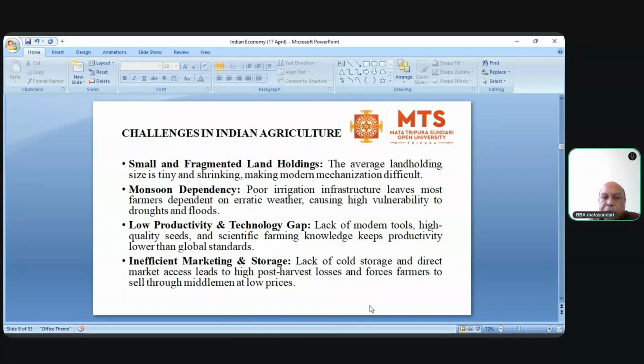Inefficient marketing and storage. In India, the selling of products or food grains in the market is also a big challenge for farmers. Many times, farmers cultivate more food grains but are unable to sell those food grains in the market. And it has been found that when farmers produce excess food grains, the price of those food grains declines in the market, and so farmers face loss.